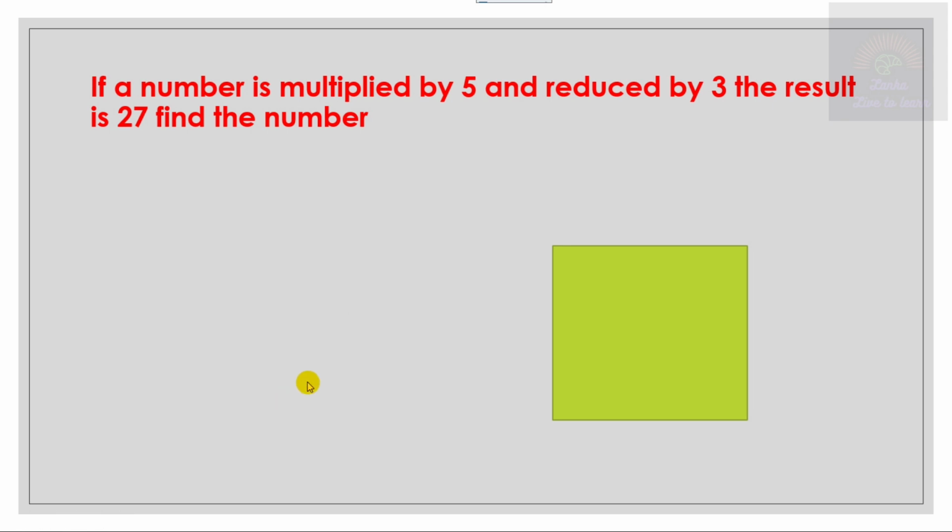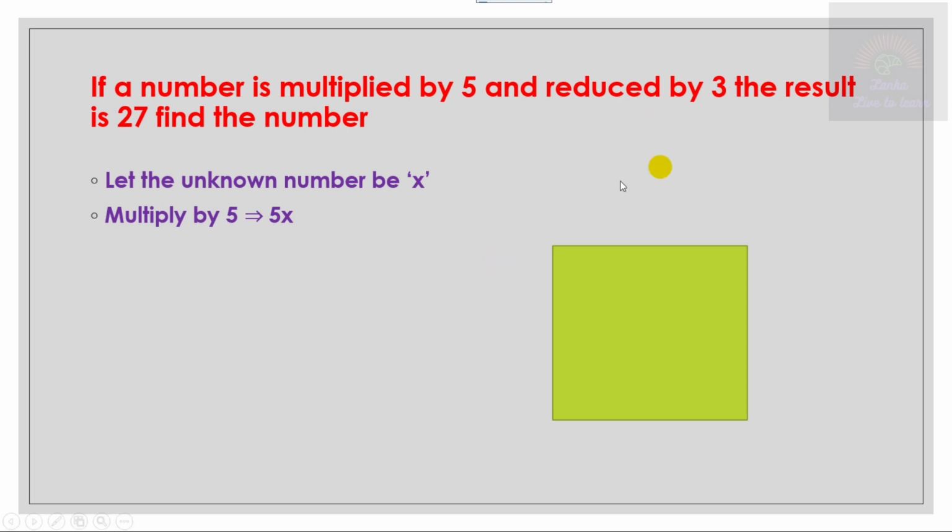So let us imagine the unknown number to be x. This number is multiplied by 5, that is 5x. And next, what is the step? Reduced. Reduced means you subtract 3 from 5x. So the result is 27. That is 5x minus 3 is equal to 27. That is the verbal problem we have converted into a linear equation in one variable.